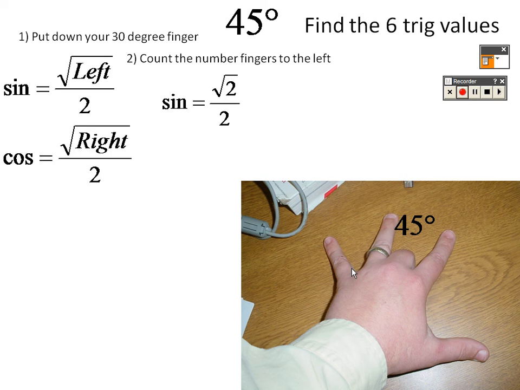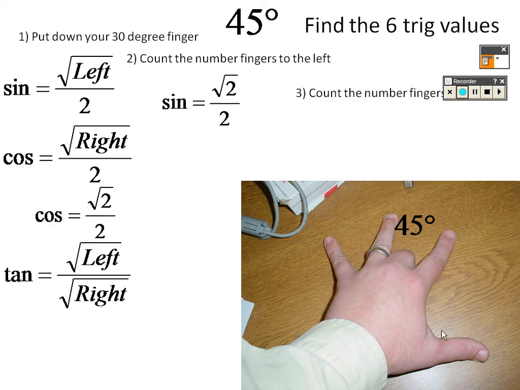Cosine is the square root of right over 2. There are 2 fingers to the right. So it is root 2 over 2 as well. Tangent is root 2 over root 2, square root of the left over square root of the right, which is 1.